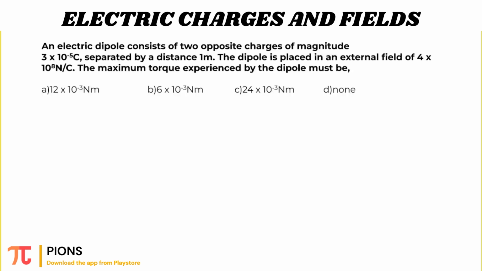The question says an electric dipole consists of two opposite charges of magnitude Q, that will be equal to 3 into 10 to the power minus 5 Coulomb, separated by a distance. So 2a itself is 1 meter.